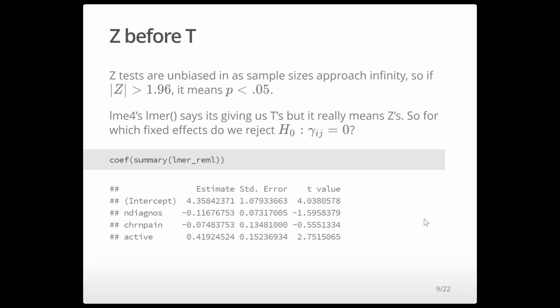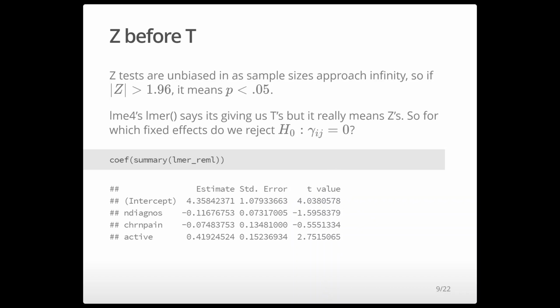The reason this is all important is because when we're using lme4's lmer function, it tells us it's giving us a t value, but it's really giving us z's. So this t value is the same thing as a z-score. It's the parameter estimate divided by the standard error. So this value is this value divided by this value.